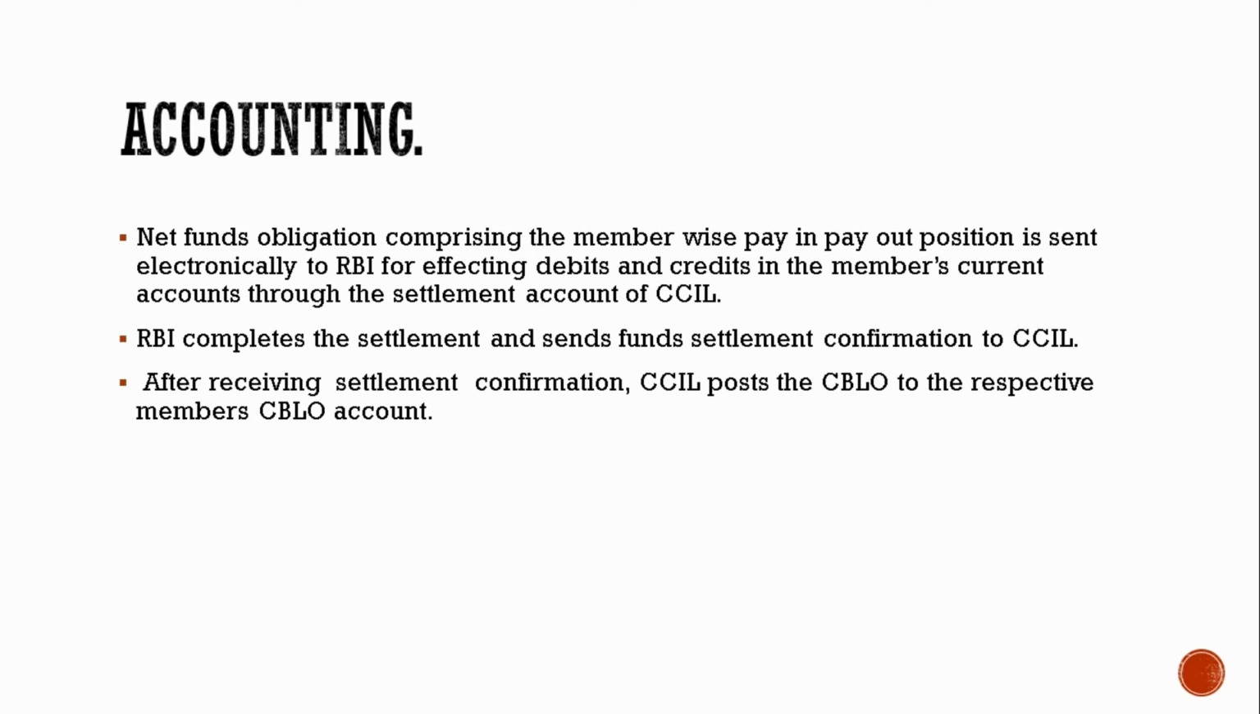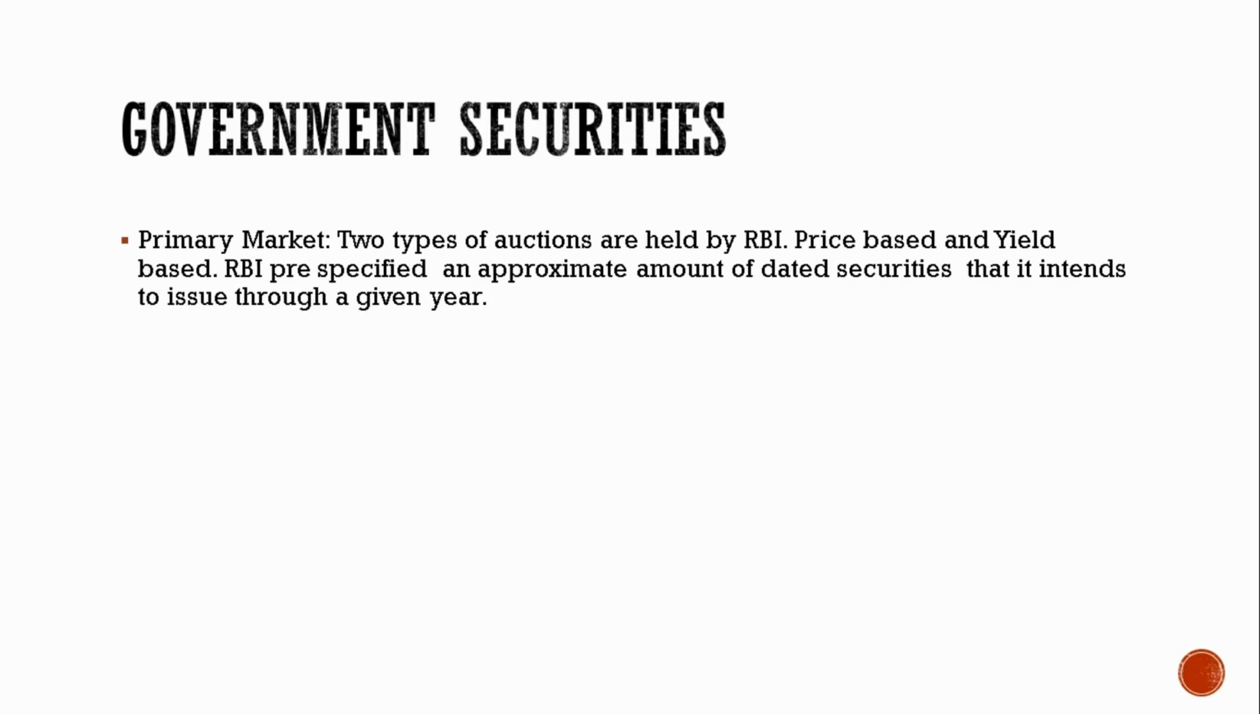Now, if we talk about accounting, net funds obligation comprising the member wise pay in pay out position is sent electronically to RBI for effecting debits and credits in the member current accounts through the settlement account of CCIL. RBI completes the settlement and sends fund settlement confirmation to CCIL. After receiving settlement confirmation, CCIL posts the CBLO to the respective member's CBLO account.